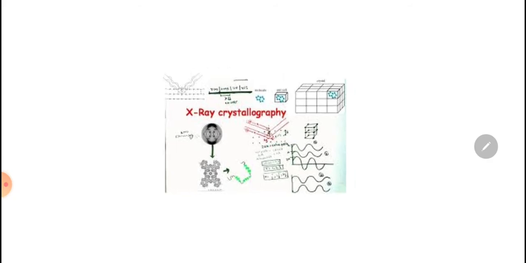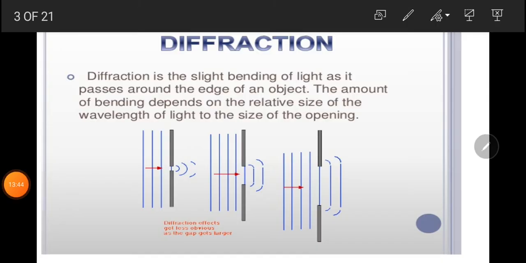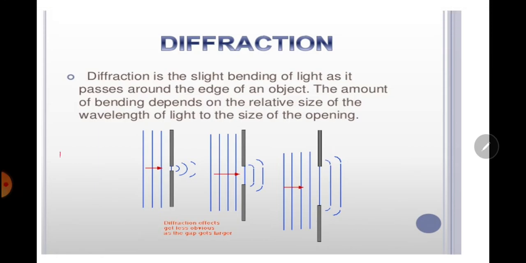X-ray crystallography, that is the next coming topic. We will go back. First we explain the diffraction phenomena. Diffraction phenomena is the bending of light around sharp corners and edges.